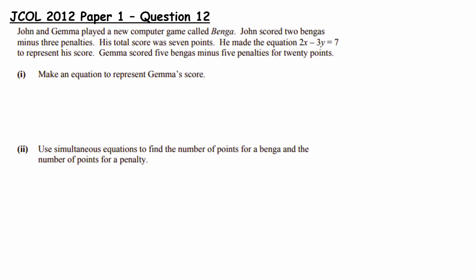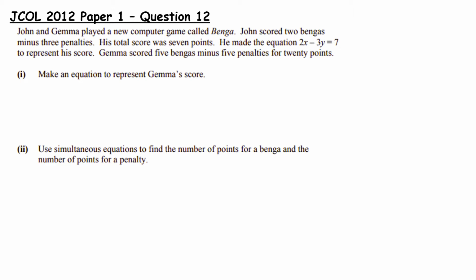So this question is from the Junior Cert Ordinary Level 2012 Paper 1 and it will involve Gemma and John and a new computer game. John scores 2 Bengas minus 3 penalty points. His total score is 7 points. He made an equation 2x minus 3y equals 7.